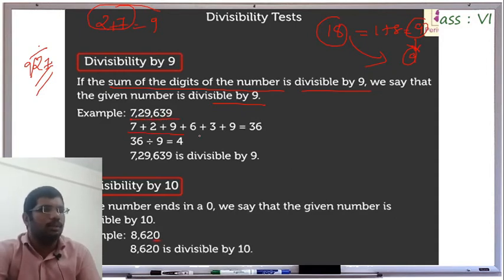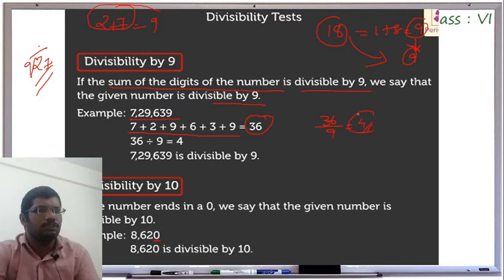7,29,639. Taking the sum, we will get 36, and we know that 36 is divisible by 9 because the remainder is 0. So it is the whole number. This number is also divisible by 9.